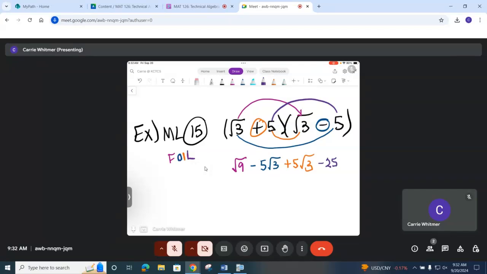And then I want to go through and reduce that. What is the square root of 9? Okay. And then here, those are like terms. One's positive and one's negative, so they're going to cancel each other out. And then I'm left with a minus 25. And 3 minus 25 is negative 22.